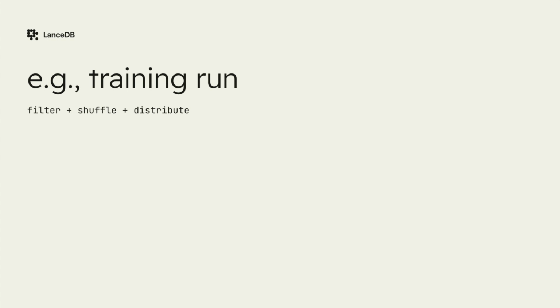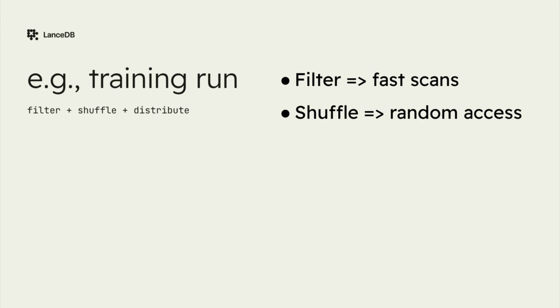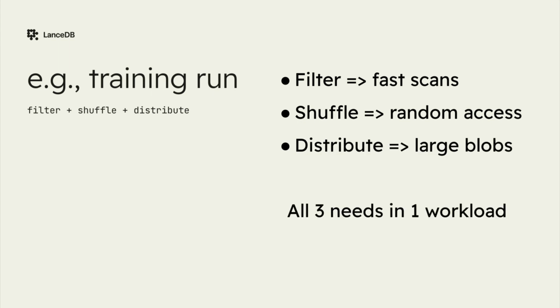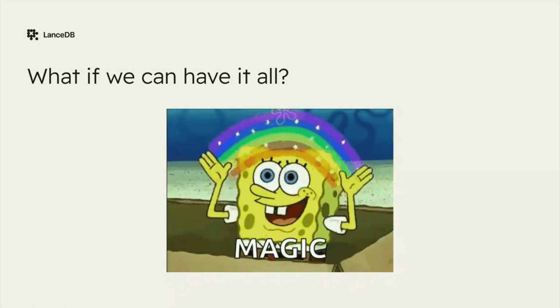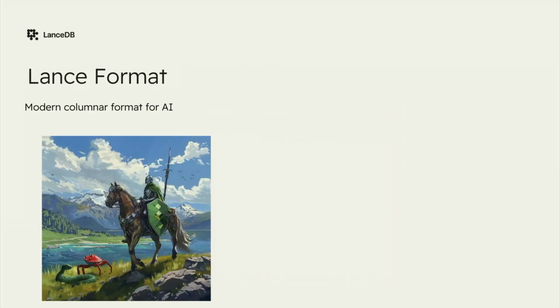One specific example of this new CAP theorem is a training run, right? So you heard from Karan, a typical training run, the simplified workload is you filter, then you shuffle the data, and then you distribute that data. So filtering is fast scans, shuffling is random access, distribution is maintaining the large blobs. So all three needs are in one workload. Now, what if we can't have it all? And of course, hopefully the answer is Lance.